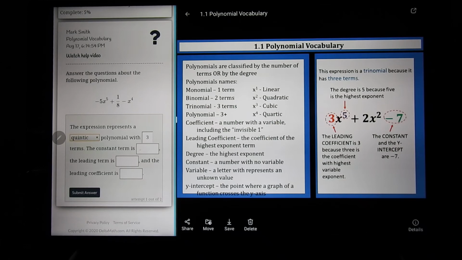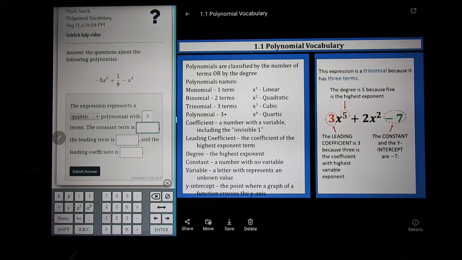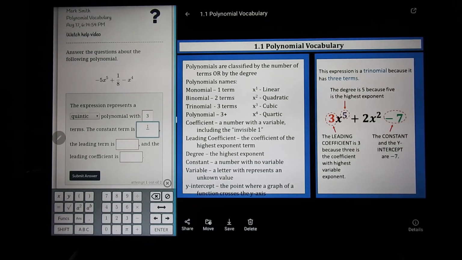All right, and the constant term, so what's a constant? A constant is a number with no variable. The number with no variable here is 1/8. So we're going to put in 1. When we make the divide sign, it makes a nice little fraction for you. 1 divided by 8. Okay, the leading term is, what is leading? Leading is the coefficient with the highest exponent. Well, that would be x to the fifth. And so the leading term is the whole thing with x to the fifth in it.